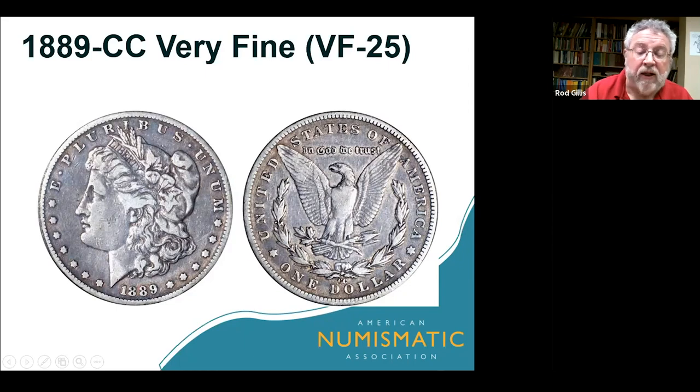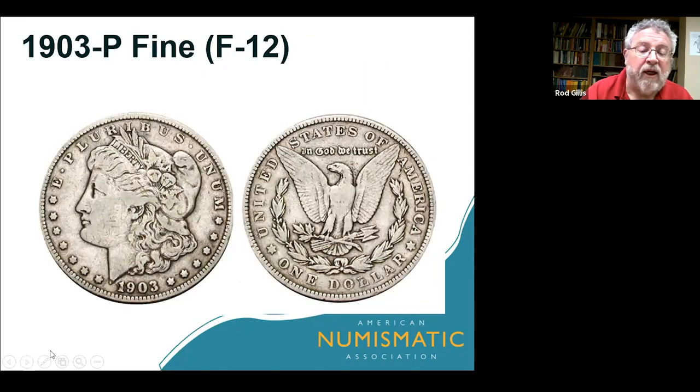Again, this is an 1889 CC. There are very few of us who wouldn't want this coin. But again, it does have wear, but it's an honest coin. Okay, now you can see where the design is really flattening out.